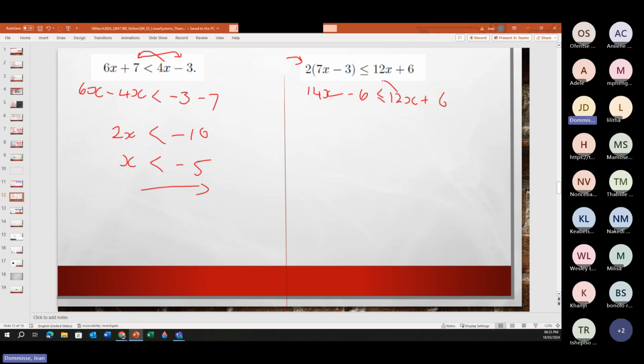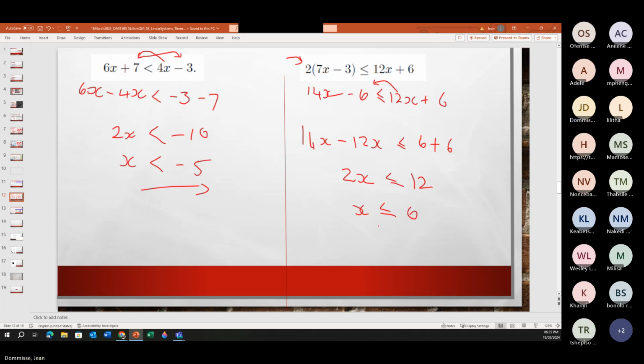And as with the equal sign, now we take all the x's to the left-hand side. So 14x minus 12x will be on your left-hand side. And we take all the numbers to the right-hand side. So minus 6 on the right-hand side will become positive 6. So we have 14 minus 12, it's 2x, smaller or equal to 12. And then x smaller or equal to 6.